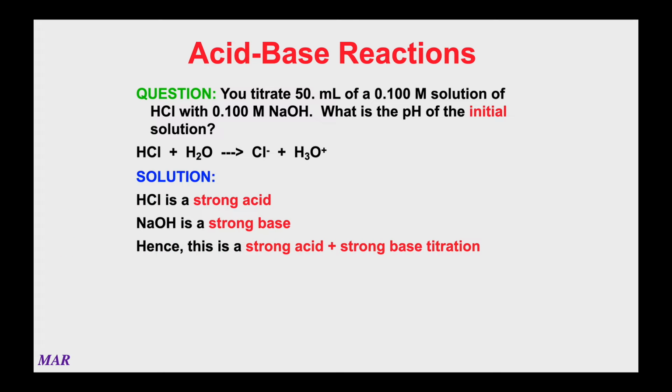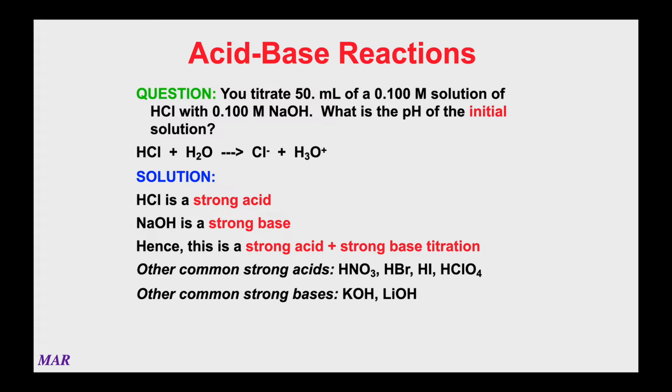HCl is a strong acid, NaOH is a strong base. This is an SA plus SB titration because we're starting with an acid. We haven't added any base yet. So it's going to be the initial region of the strong acid plus strong base titration. And if you have just a strong acid, pH equals minus log concentration.